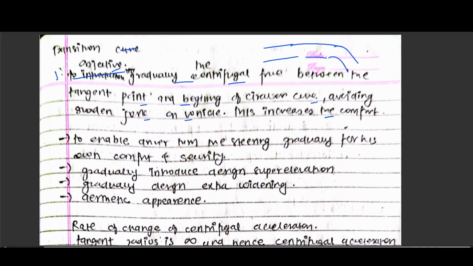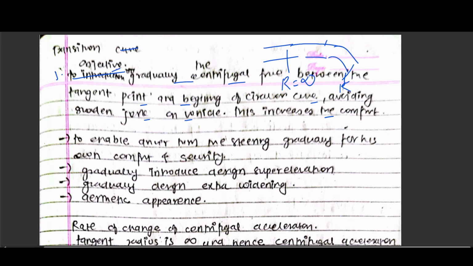This increases the comfort. The transition curve is provided between the straight portion, where the radius is infinity, and the circular part, where the desired radius applies. We provide the transition curve in this portion so that there will be gradual application of centrifugal force. If we don't provide the transition curve, then after the straight portion the centrifugal force will act in a very rapid way, so that the driver and the passenger can feel much discomfort.